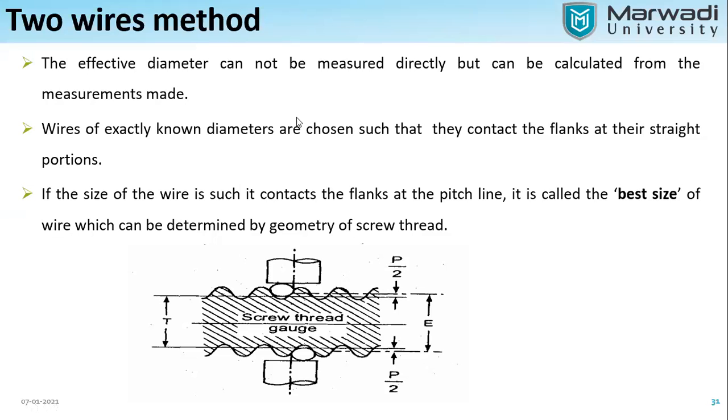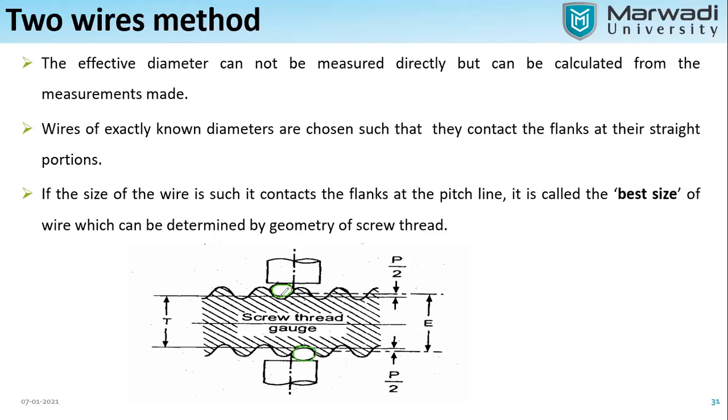First try to understand what the two wire method actually is and how we can find the effective diameter. There will be a derivation that you have to note down. Two wire means two wires of the same diameter will be taken and kept on opposite sides of the screw thread. We cannot keep both wires on one side; one wire will be on one side and the second wire on the opposite side. Then we take a measurement using a micrometer over the two wires.